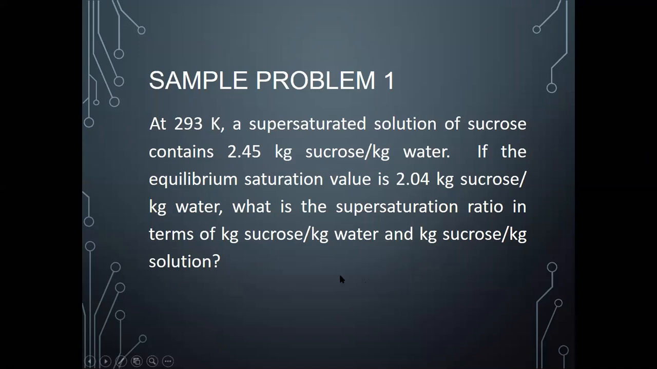So for sample problem number 1, you are given at a temperature of 293 Kelvin, a supersaturated solution of sucrose containing 2.45 kilograms sucrose per kilogram water. If the equilibrium saturation value is 2.04 kilograms sucrose per kilogram of water, what is the supersaturation ratio in terms of kilogram sucrose per kilogram water and kilogram sucrose per kilogram of solution?